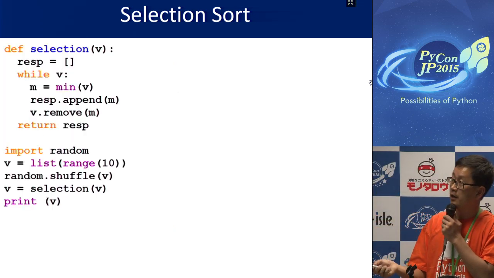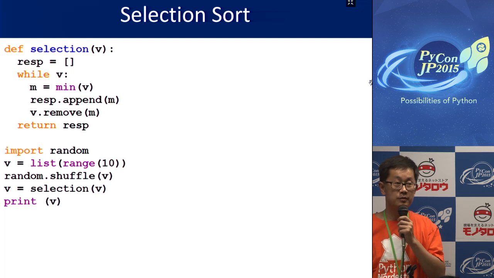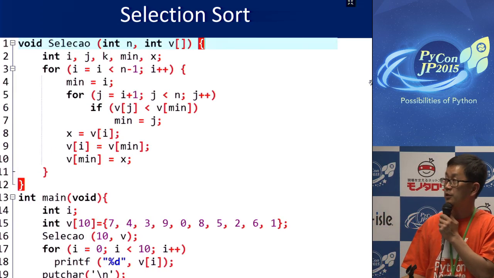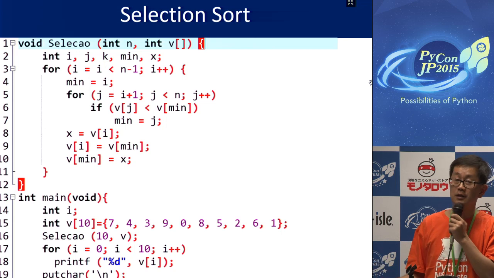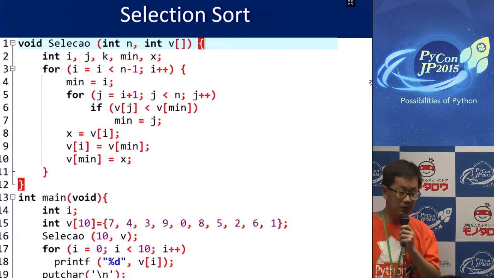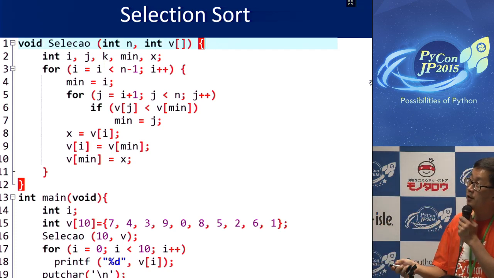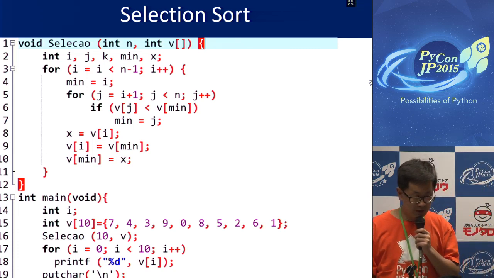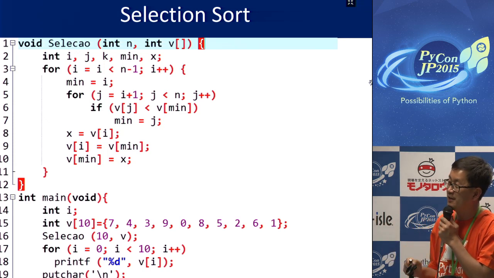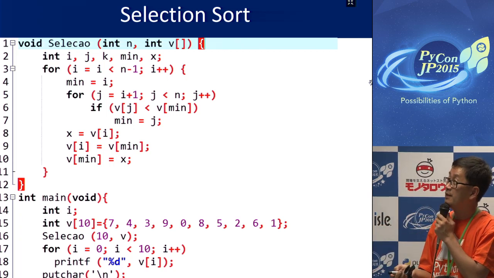It's good for the students to know the main idea of selection sort in Python, but for the complexity analysis, it's better to see the low level. Because of this, I maintain the C language also. I don't discard it. I like C. I like Python, but I don't discontinue the C language.